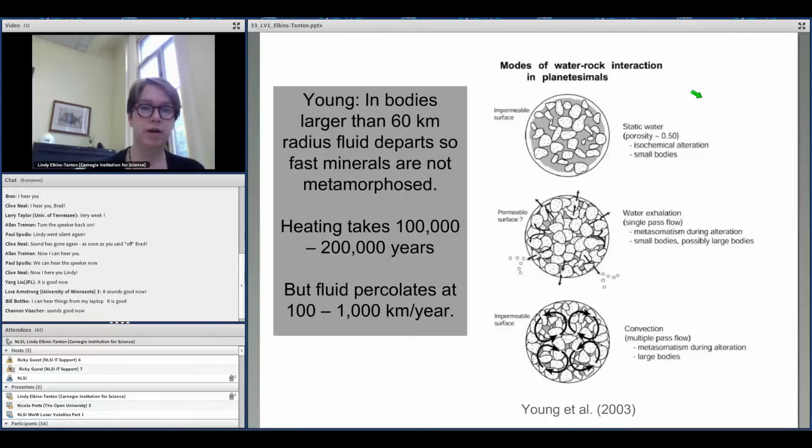And then if you look at larger bodies where there's a larger gravitational driving force, bodies larger than 60 kilometers, the fluid departs so fast that the minerals in their path aren't even metamorphosed. And so heating up to the silicate melting point in these little bodies might take 100,000 or 200,000 years, but the fluid is percolating away at 100 to 1,000 kilometers per year.